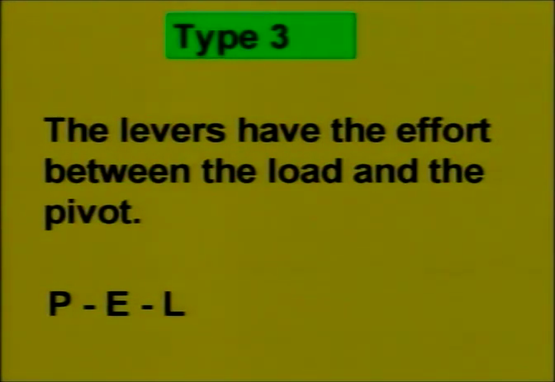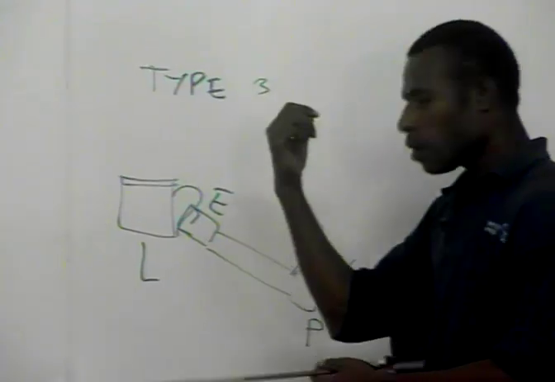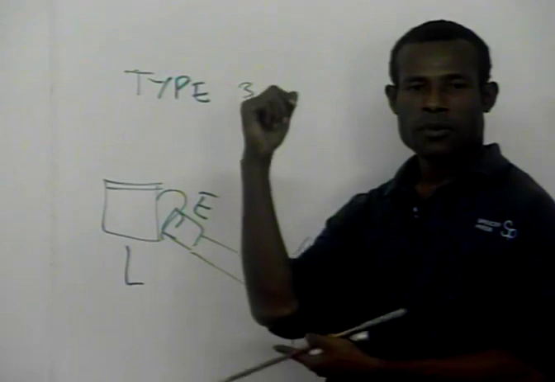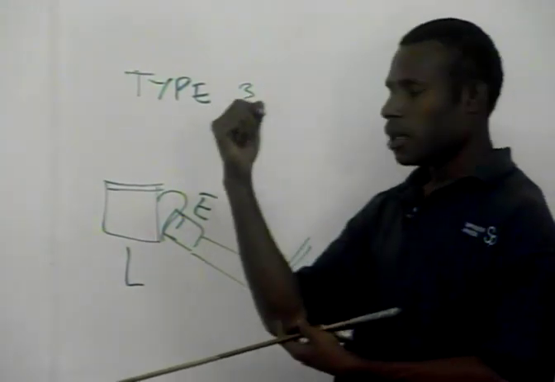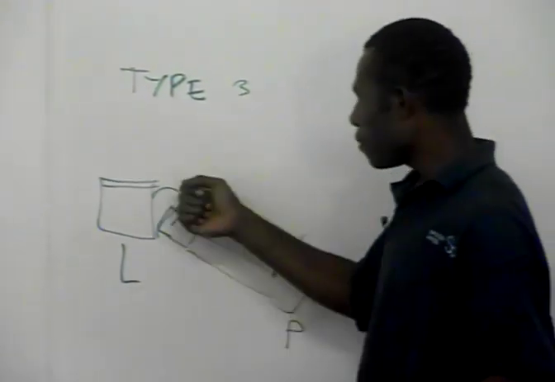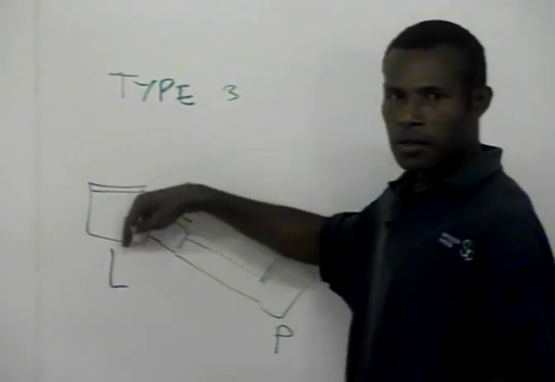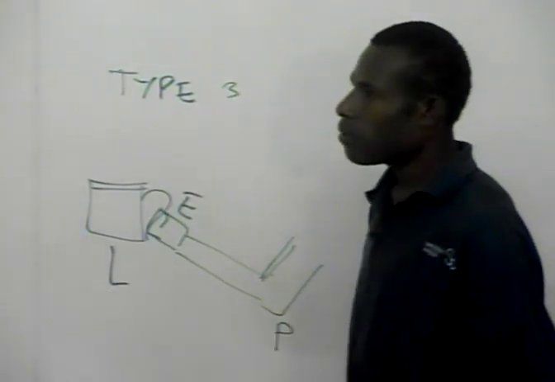And the last one, let's say this time you are holding a cup, the pivot would be provided by your arm, that is over here. So you are applying the effort to hold this one, and there is a load that is always moving down. So these are the three types of levers.